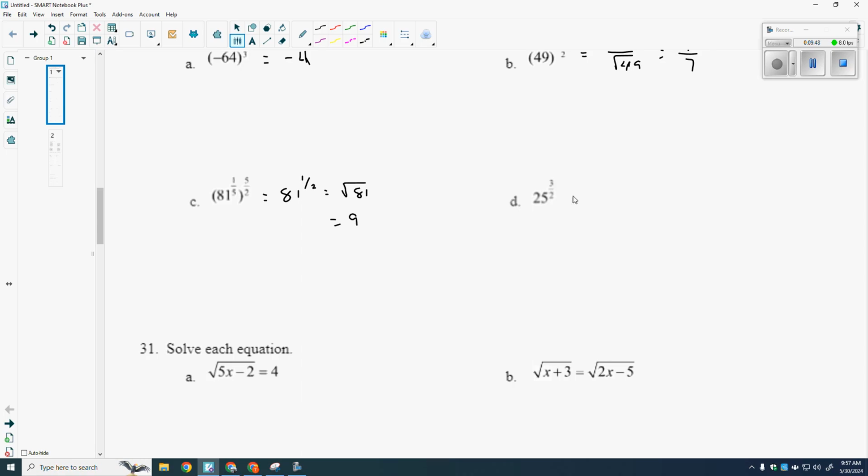Root power, the square root of 25, cubed. The square root of 25 is 5, cubed is 125. All right.